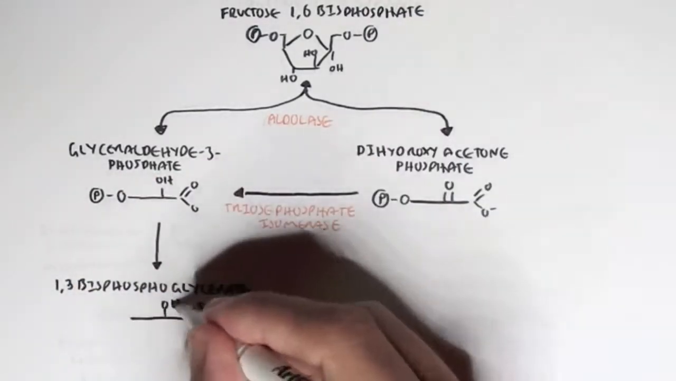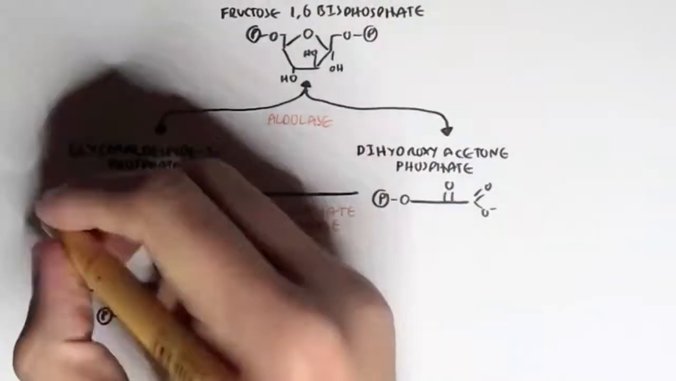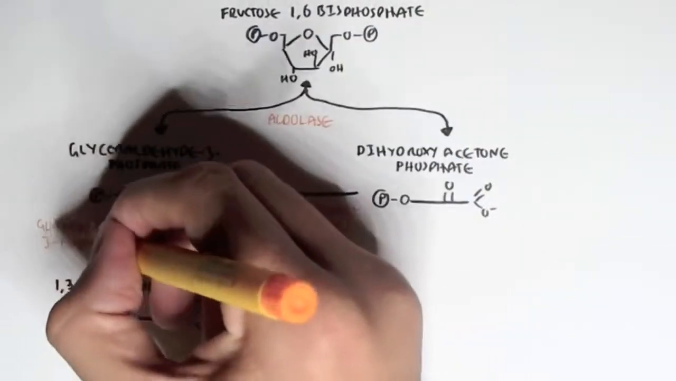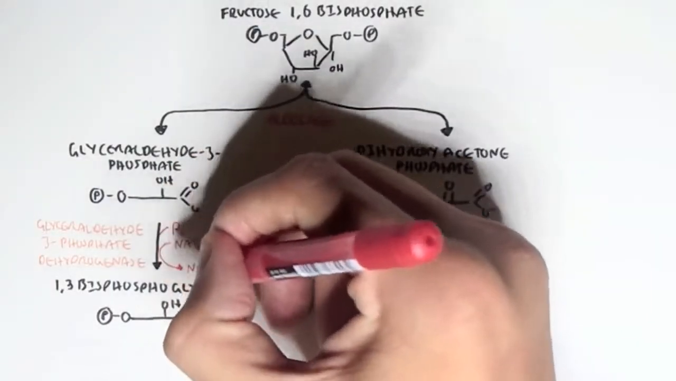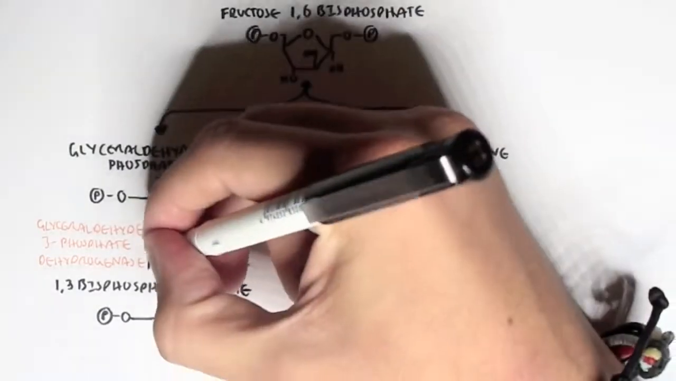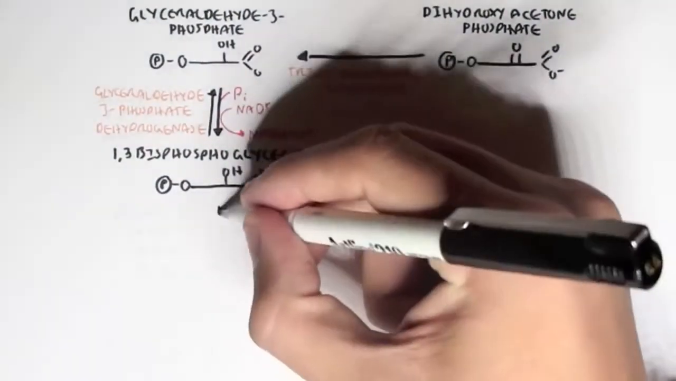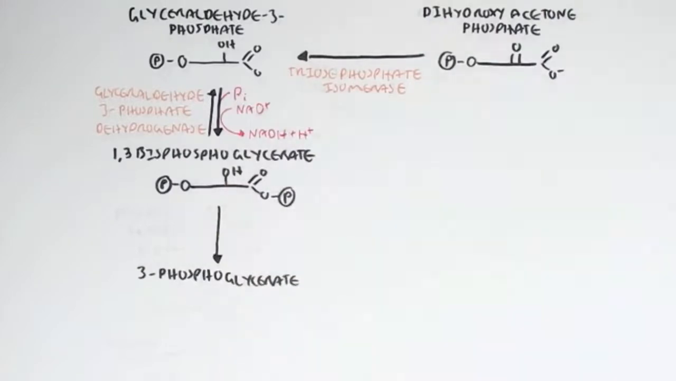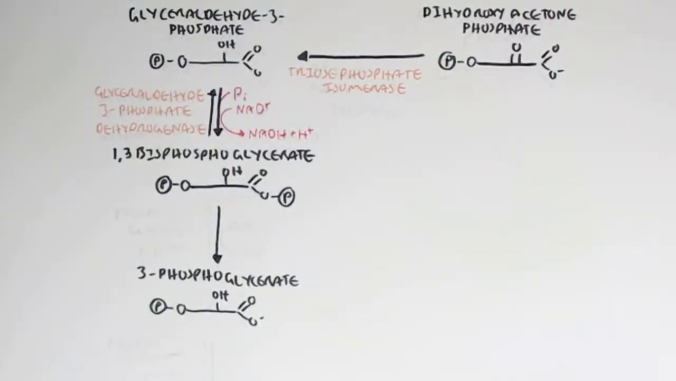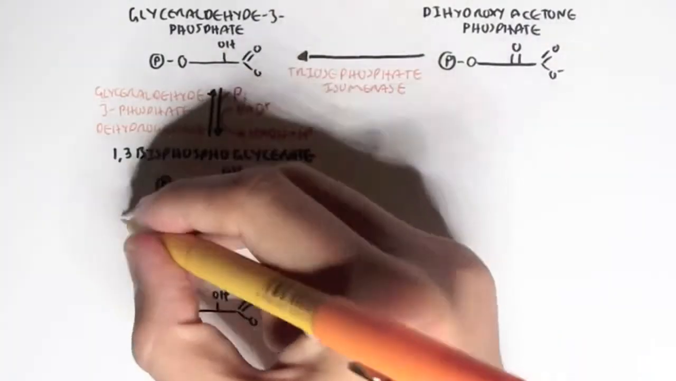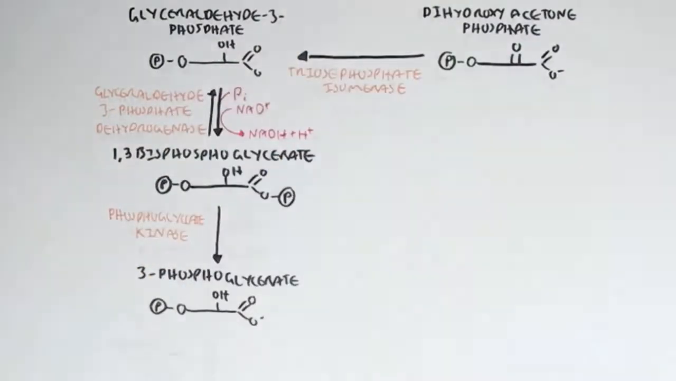Next, glyceraldehyde 3-phosphate will convert to 1,3-bisphosphoglycerate with the enzyme glyceraldehyde 3-phosphate dehydrogenase. The phosphate is obtained from inorganic phosphate, and NAD is reduced to NADH. This reaction is also reversible. 1,3-bisphosphoglycerate will then dephosphorylate to 3-phosphoglycerate with the enzyme phosphoglycerate kinase, and the phosphate is taken by ADP to form ATP. This reaction is reversible.